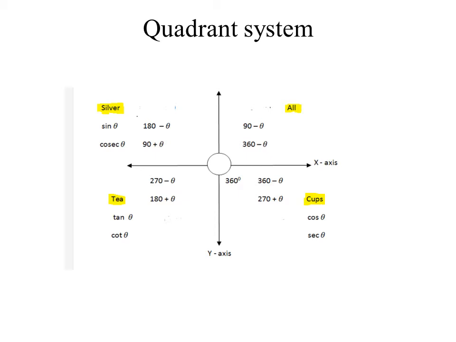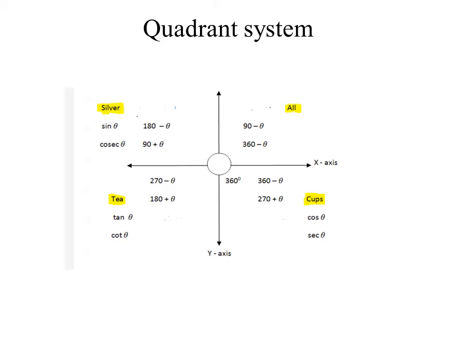Next, quadrant system. An entire plane is divided into 4 quadrants: first, second, third, and fourth. In the first quadrant, all the trigonometric ratios are positive. In the second quadrant, only sine and cosec are positive. In the third quadrant, tan and cot are positive. In the fourth quadrant, cos and sec are positive. To remember this, you already know the term "all silver teacups". You already use that. Okay.